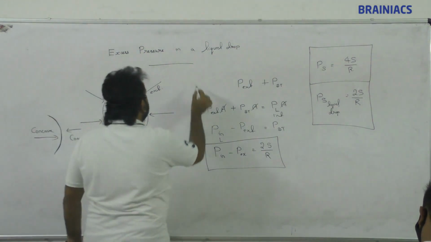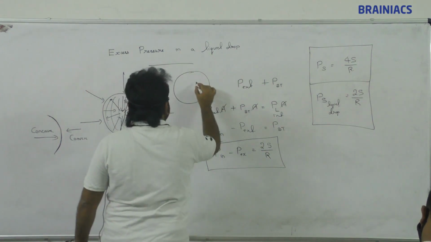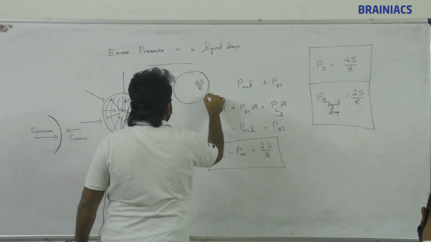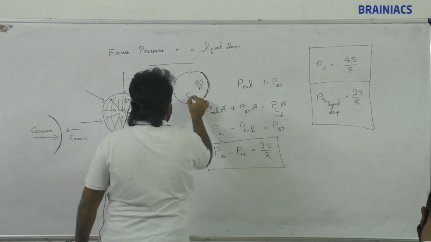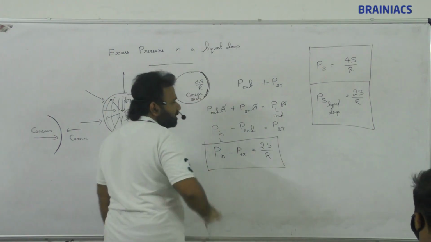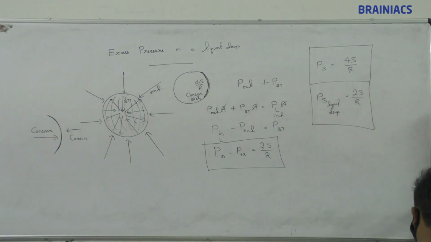Suppose we take a soap bubble, for this also, this side is 4S by R. What is this side? Concave side. So always the concave side will have excess pressure. Remember this. Clear or what? Okay, right?